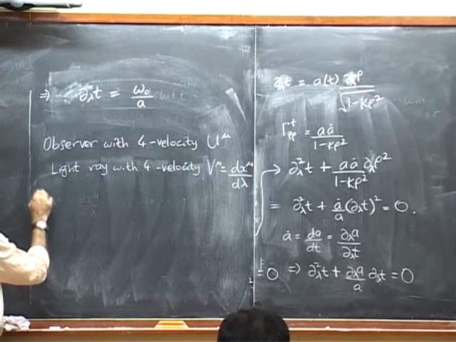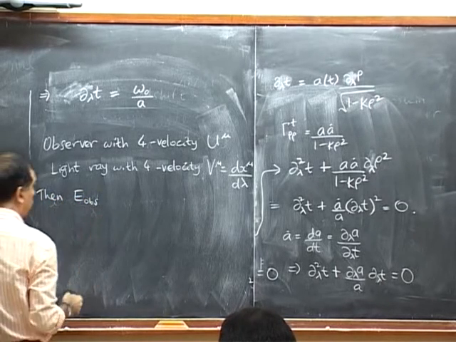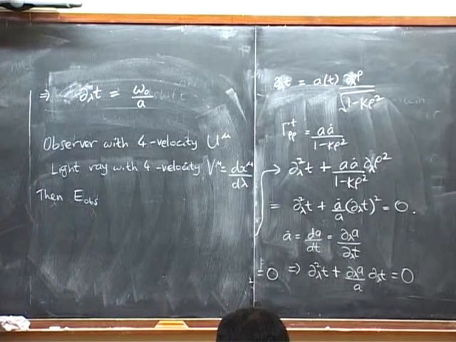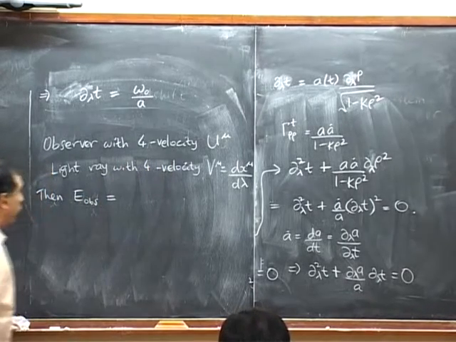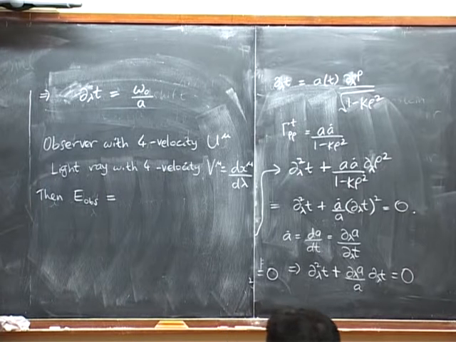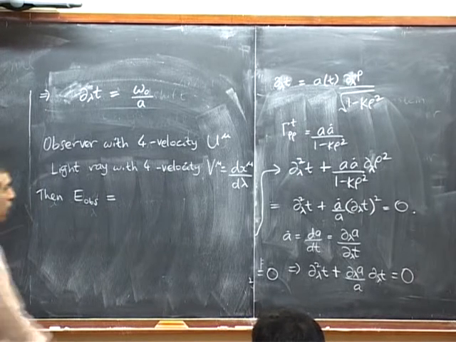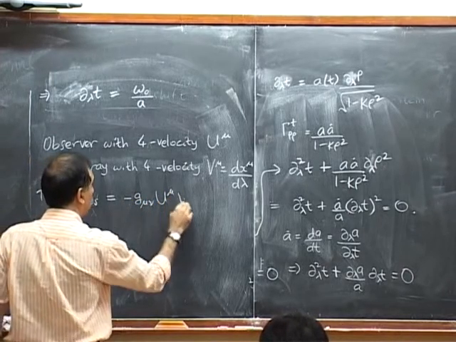Then the energy of the light ray, which is the same as the frequency of the light ray as observed by the person with this 4 velocity, is an inner product of these 2 velocities. We've argued this when we discussed gravitational redshift. In fact, it's nothing but minus g mu nu, u nu.